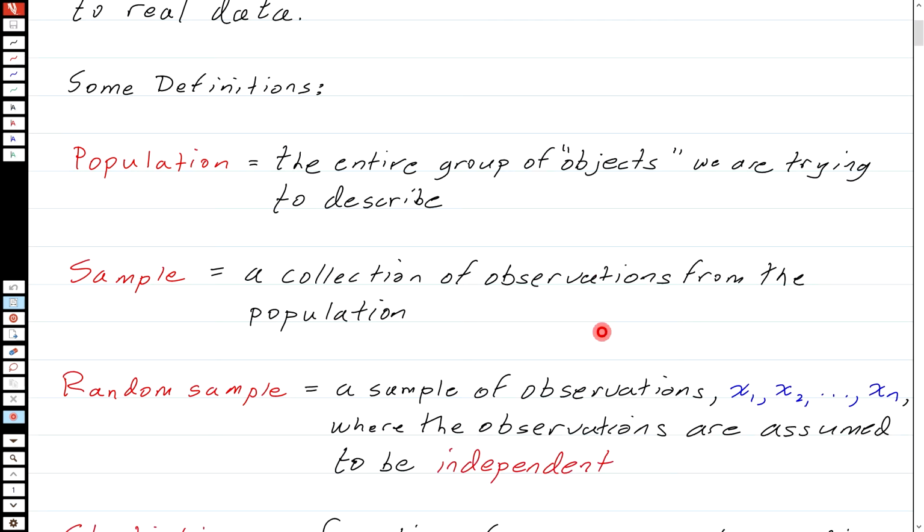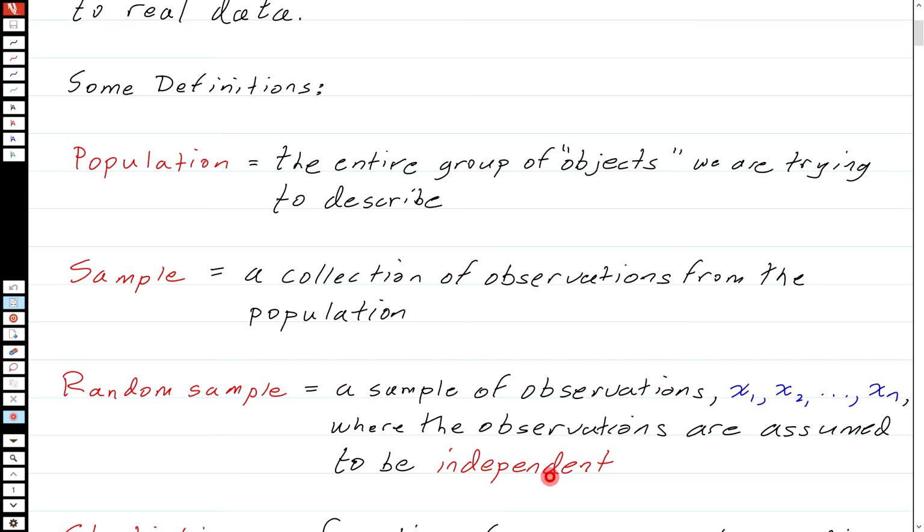Most importantly, we're going to define something called a random sample. And this is a sample of observations, which I'm going to call x1 through xn. And once I've made the observations, these are lowercase, so they're known values. Before I've made the observations, they're uppercase, and so they are unknown before I've done the experiment. But the main thing to remember about the definition of a random sample is that the observations are assumed to be independent from one another.